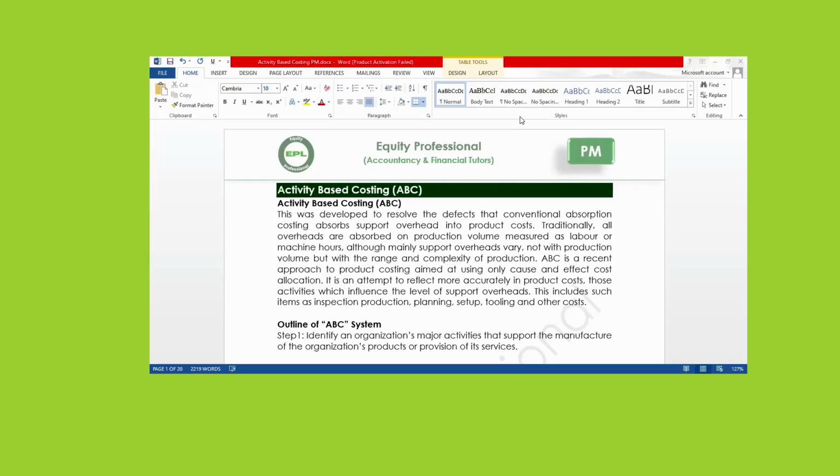The modern costing system include life cycle costing. We discussed this last week. Target costing. We also discussed this last week. Tonight, our focus is on activity-based costing.